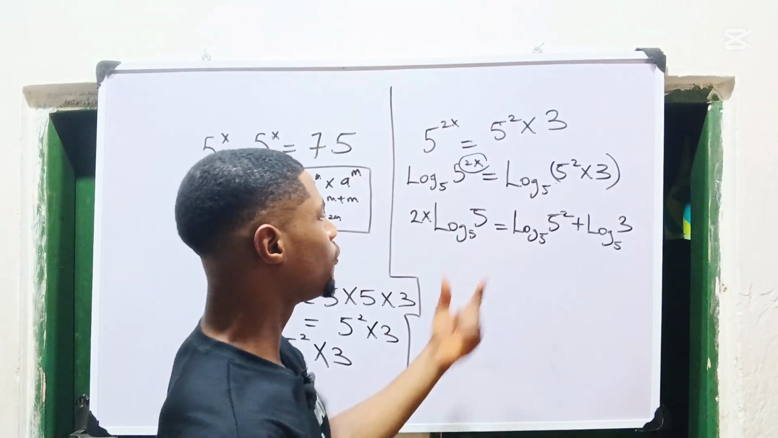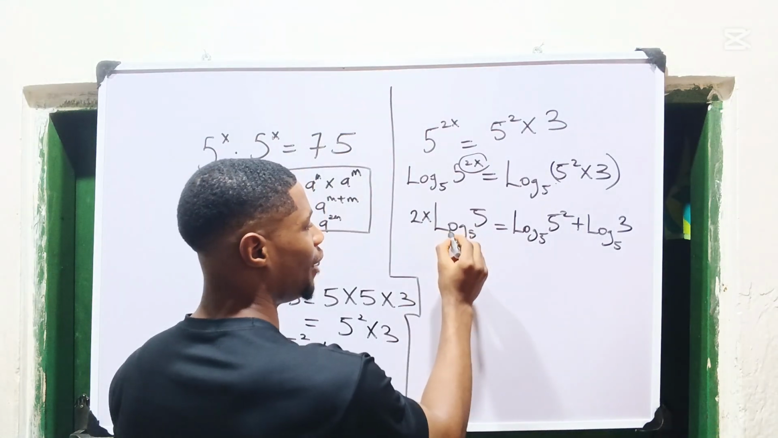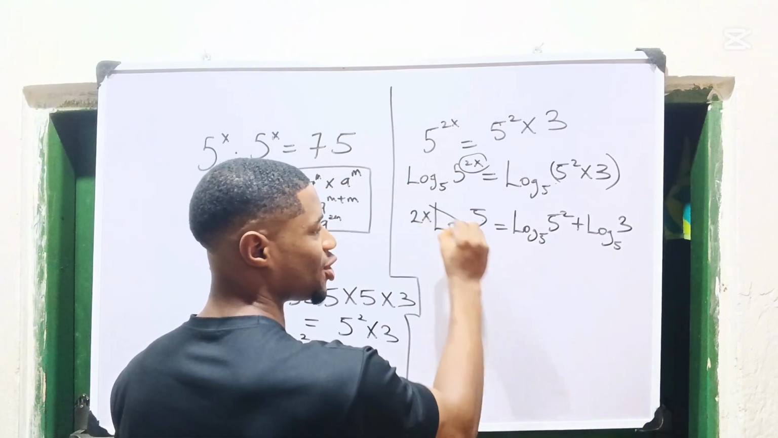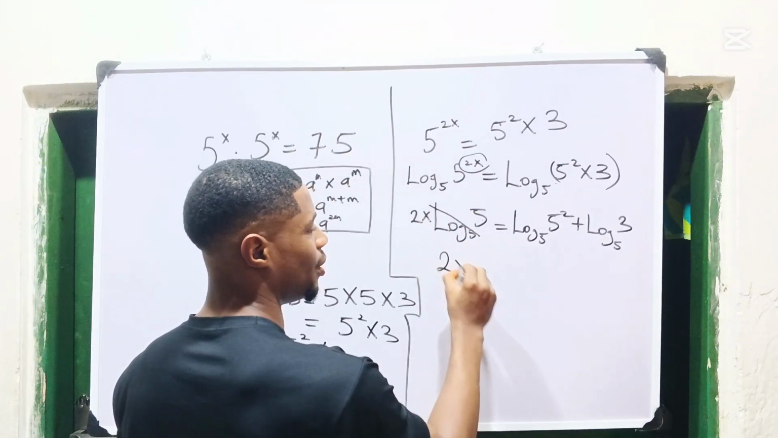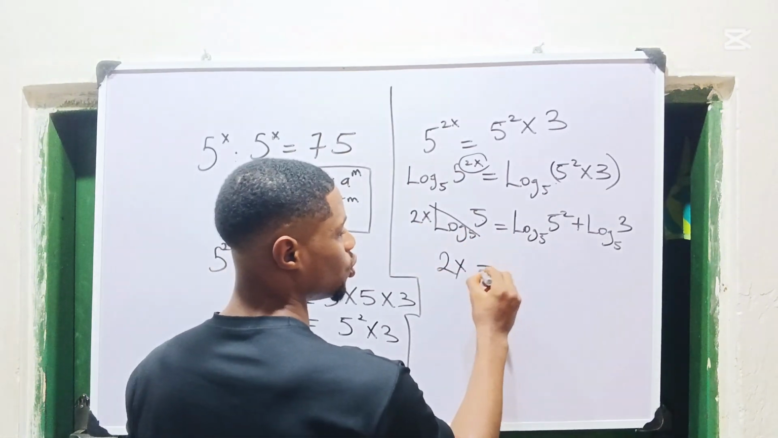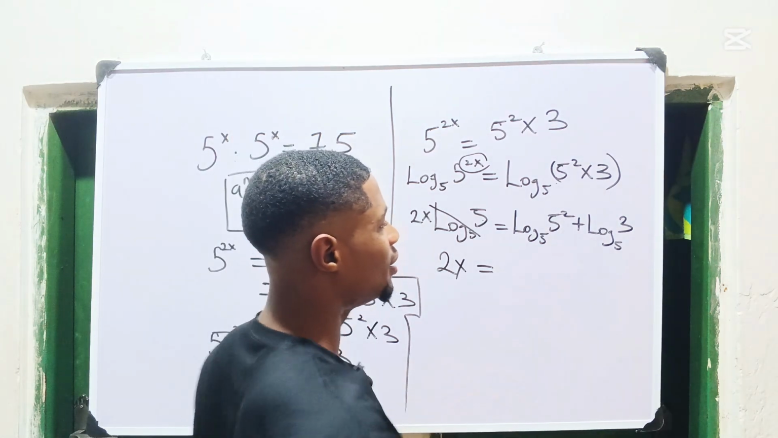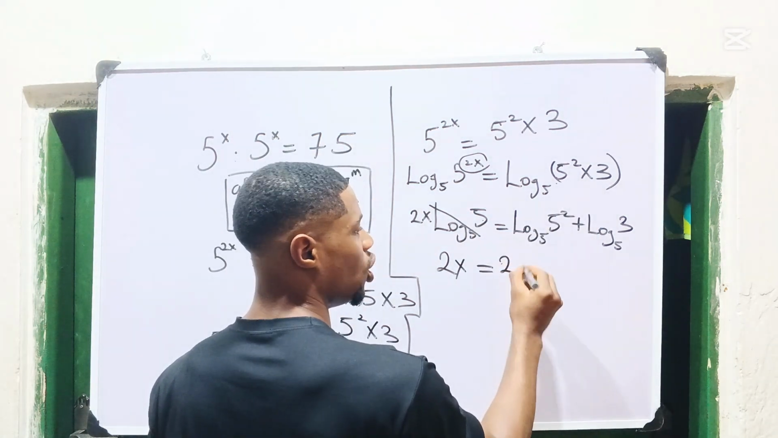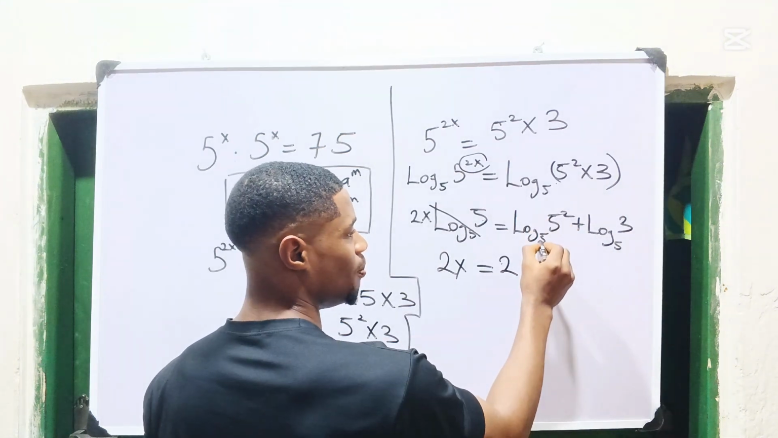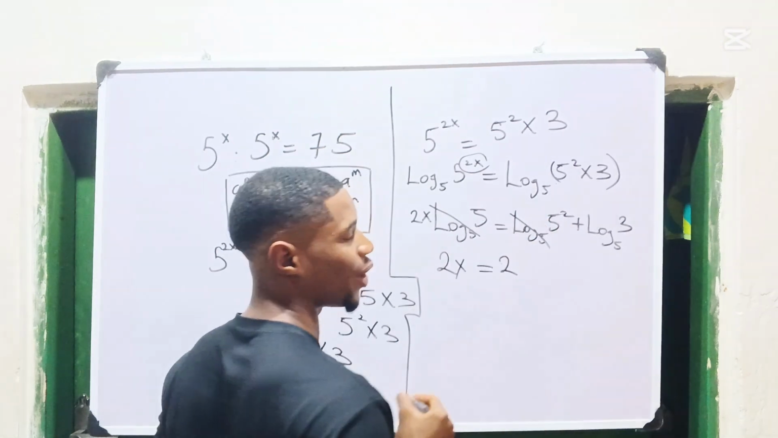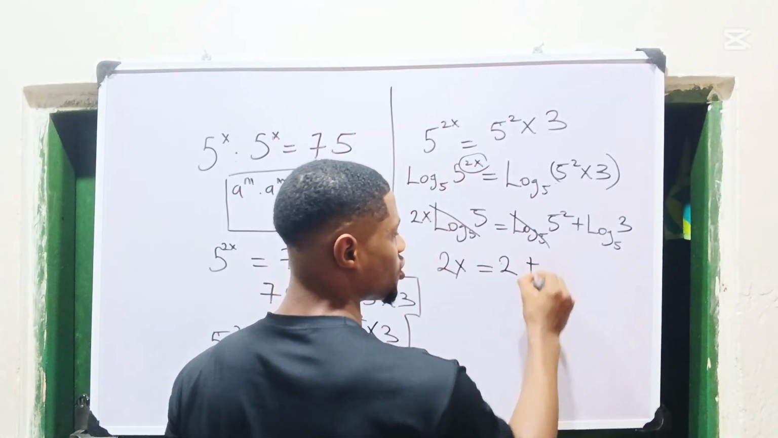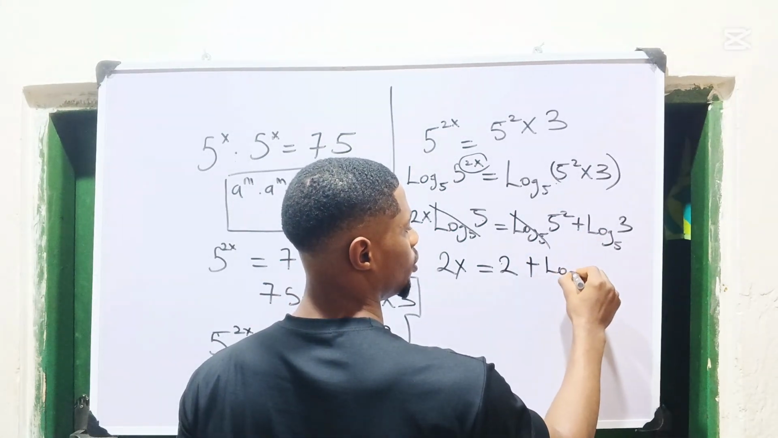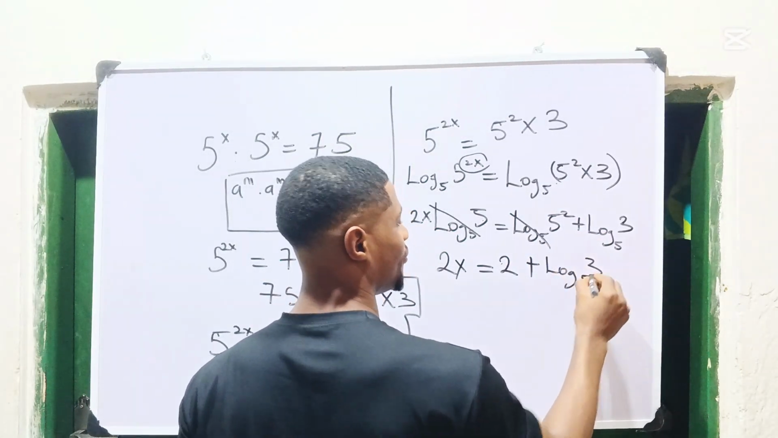Moving on from here, when you have a logarithm of a number to its own base, this strikes out to give us 2x alone equal to this. On the other hand, you have 2 multiplying the log as we did initially, so we have 2 multiplying log of a number to its own base again, so this is 1, so this strikes out again to have plus, and for here we have logarithm of 3 to base 5.